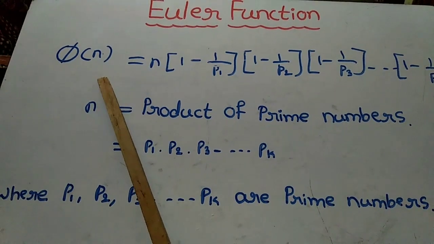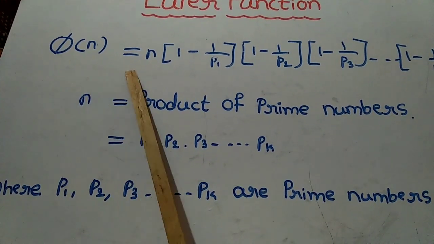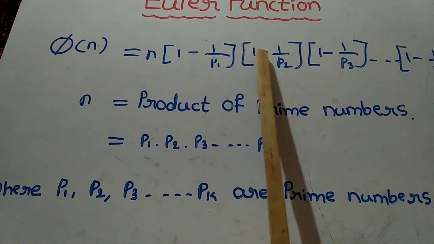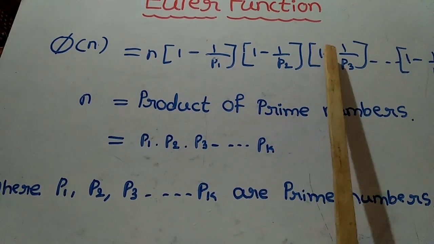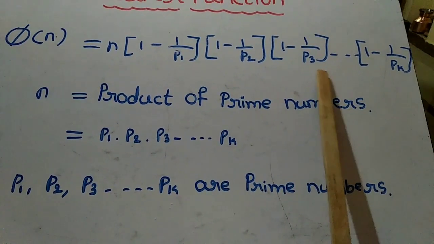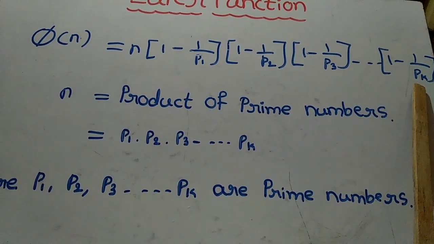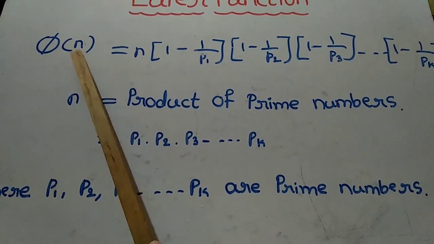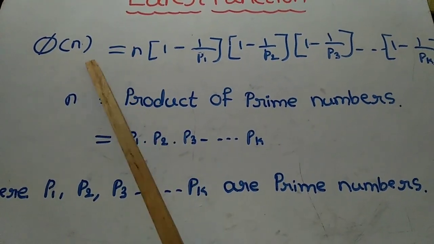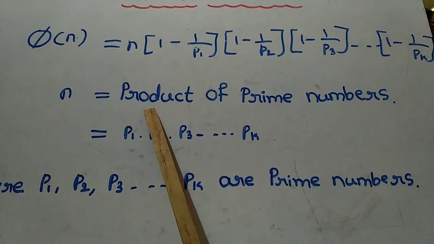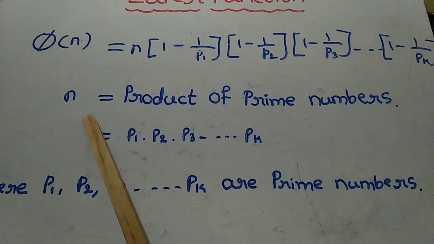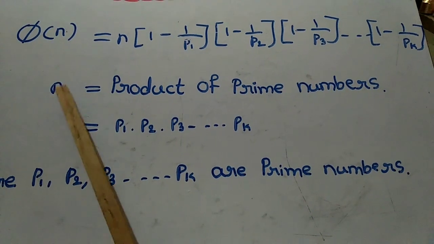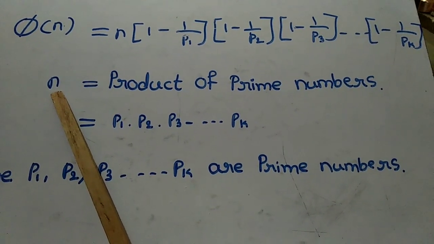That formula is nothing but phi of n is equal to n into 1 minus 1 by p1 into 1 minus 1 by p2 into 1 minus 1 by p3, and so on up to 1 minus 1 by pk. This is our Euler function formula. Here, what does this n represent? We have to express this n in the form of a product of prime numbers. This n is nothing but the cardinality of any group.